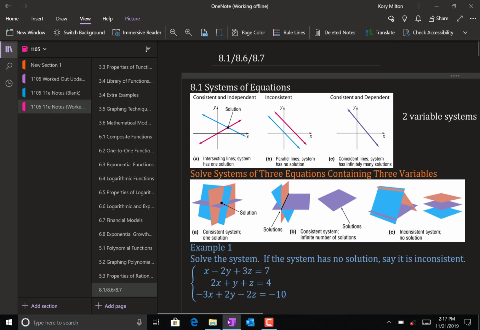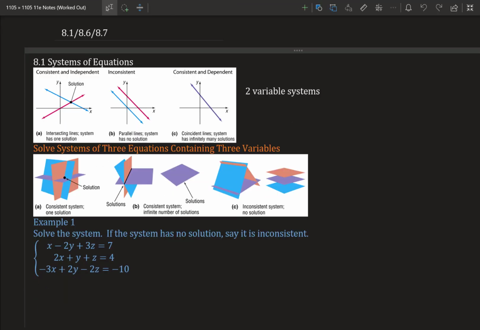Alright, we are starting chapter 8 here. All of chapter 8 is just one note section and one homework assignment, because we really pick and choose what we want to do in chapter 8. Here's that video. Alright, 8.1 is Systems of Equations.